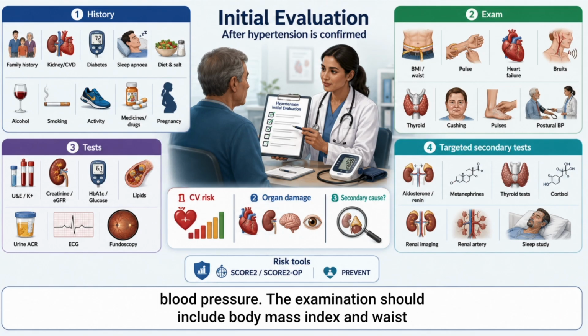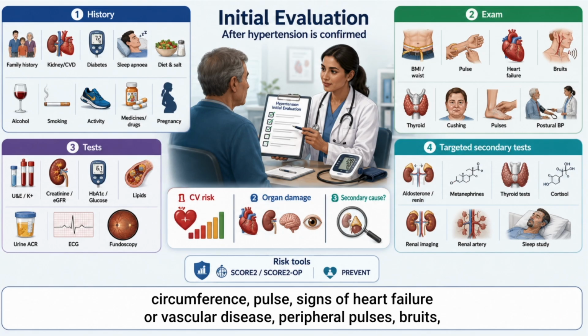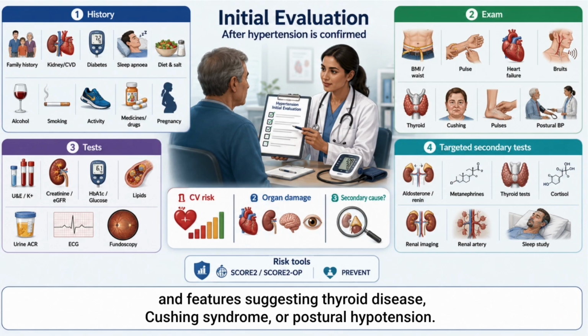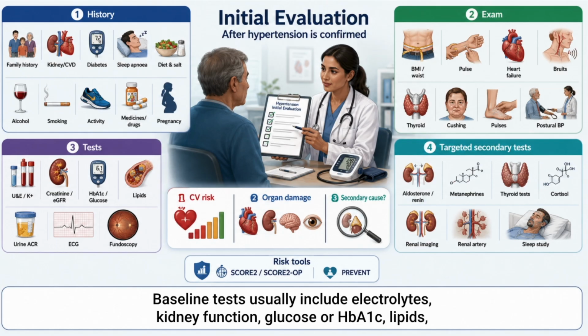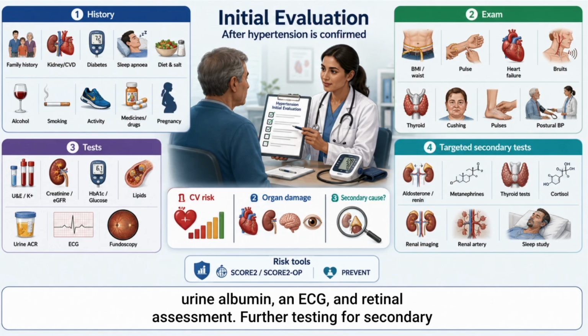The examination should include body mass index and waist circumference, pulse, signs of heart failure or vascular disease, peripheral pulses, bruits, and features suggesting thyroid disease, Cushing syndrome, or postural hypertension. Baseline tests usually include electrolytes, kidney function, glucose or HbA1c, lipids, urine albumin, an ECG, and retinal assessment.